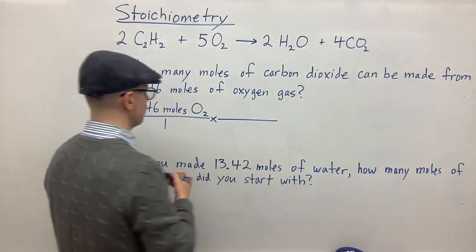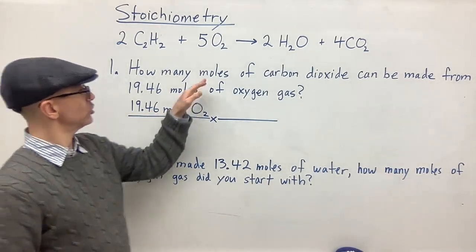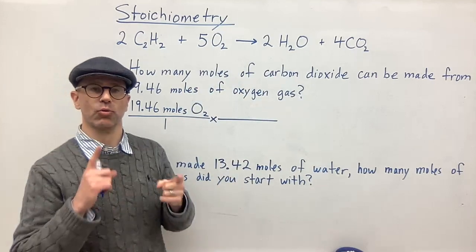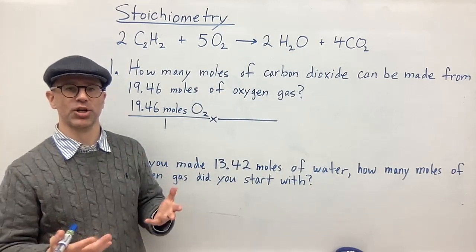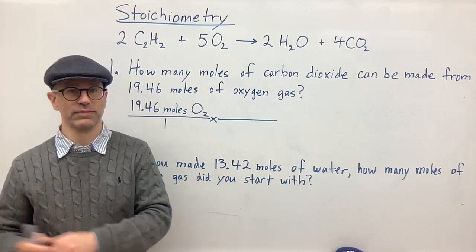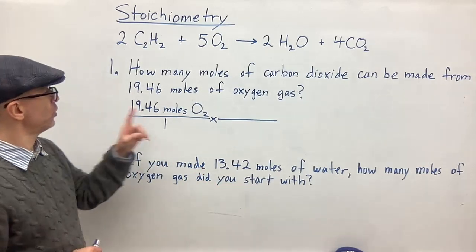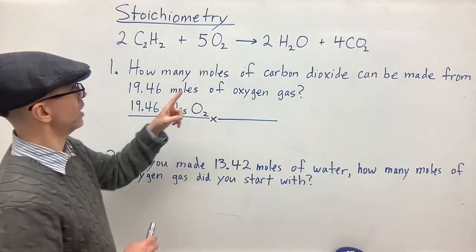And we're going to set up our conversion. So we want to go from moles of oxygen to moles of carbon dioxide. The way we're going to do that is the mole ratio. The mole ratio allows us to go from moles of one substance to moles of a different substance using the coefficients. So we want to go from oxygen to carbon dioxide.